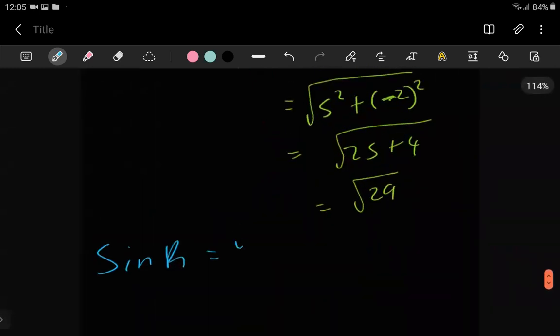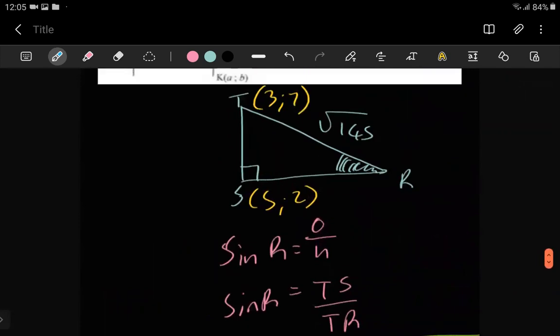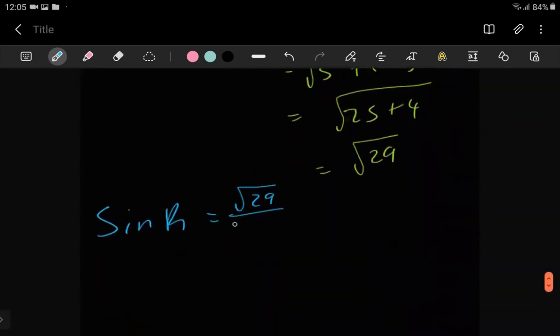So let's see. This is square root of 29. And then what is TR? TR is square root of 145. So that's going to be the answer. You can put it in your calculator. It will give you, let's see if it has a simplified version of that. Square root of 29 over square root of 145. Yeah, it's square root of 5 over 5. This is the answer.